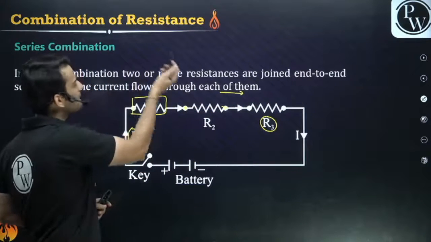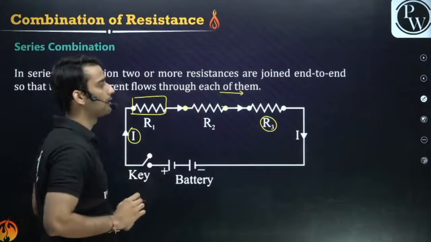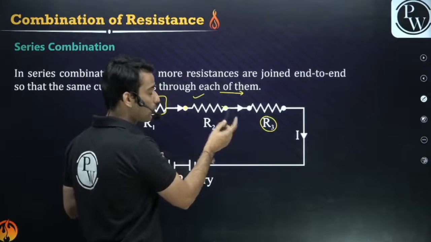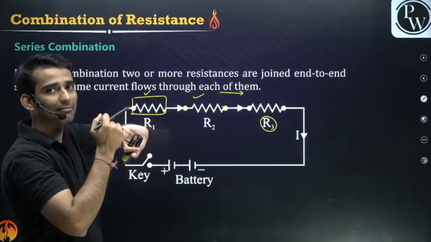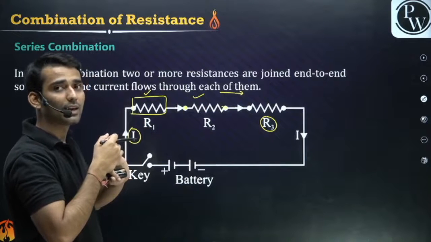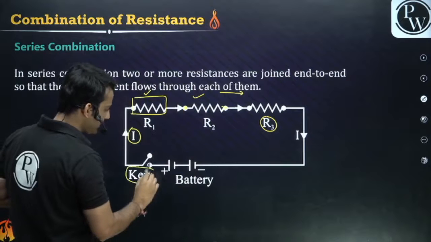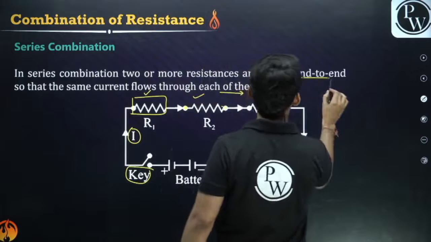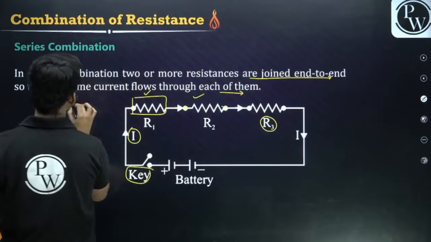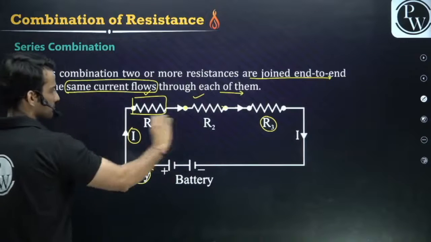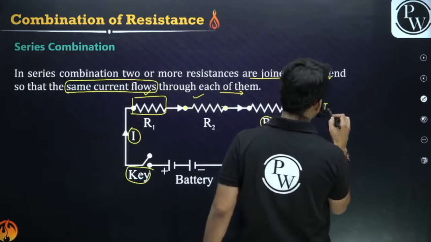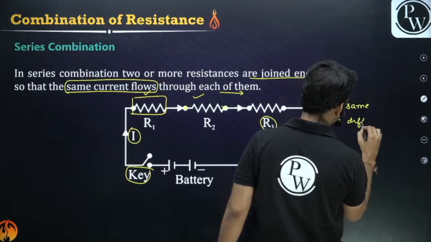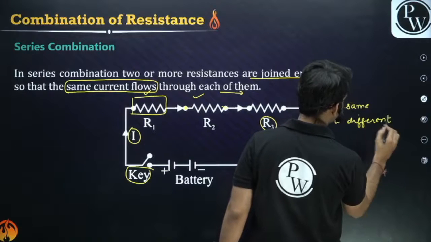So this is called series combination, only connected at one end. You can see these two resistances are connected at this end. These two are connected at this end. Only one end is connected. They are holding only one hand, right? So what if they hold two hands? I will tell you. This is the battery. So what is series combination? Two or more resistances joined end to end, so that the same current flows through them. Same current, guys. The voltage will be different. Current is same. V is different.